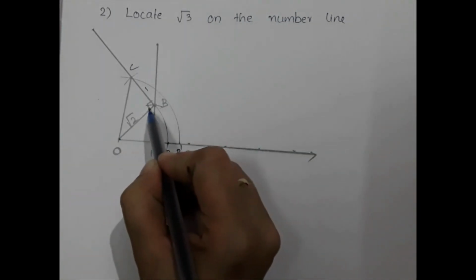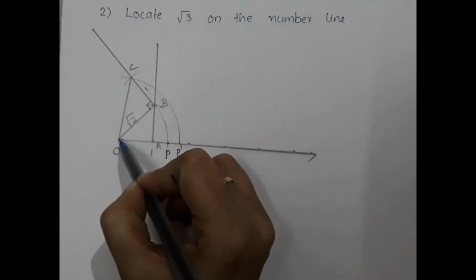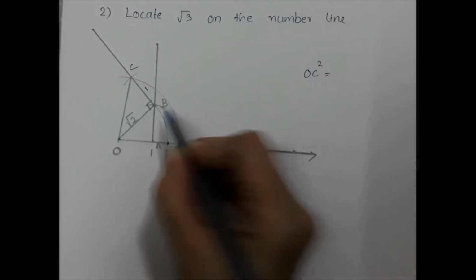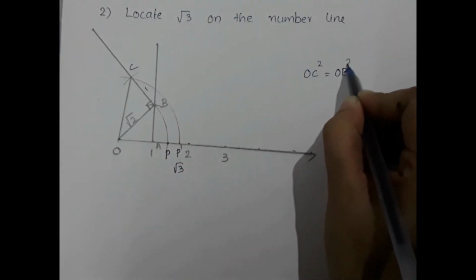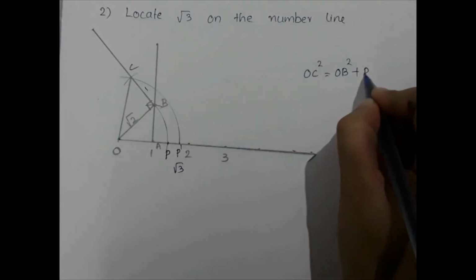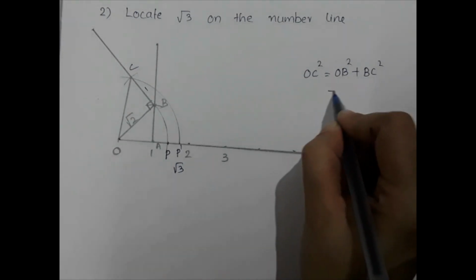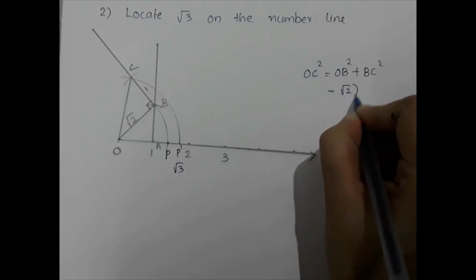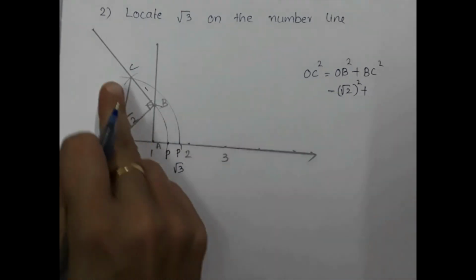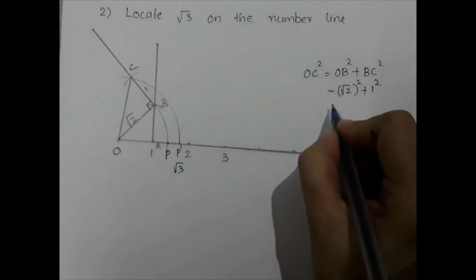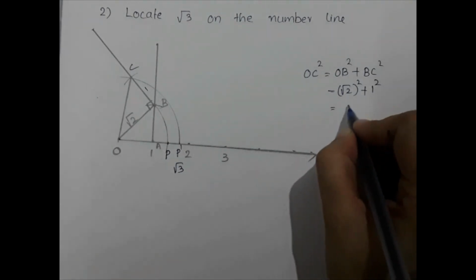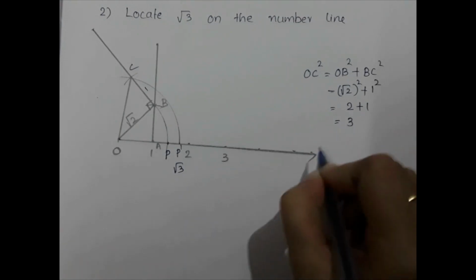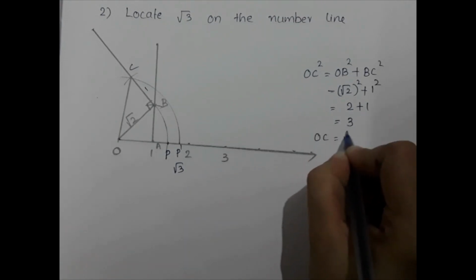Yes. So this will be 90 degrees. So OC is the hypotenuse. So how can we write? OC square is equal to OB square plus BC square, is it? So OB is what? OB is root 2. So root 2 the whole square plus BC is what? Our 1 unit. Okay, so what is root 2 square? That is 2 itself. So 2 plus 1, that is equal to 3. That is, OC will be equal to root 3.